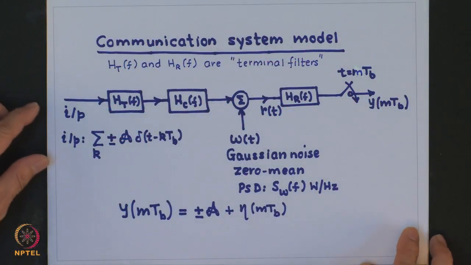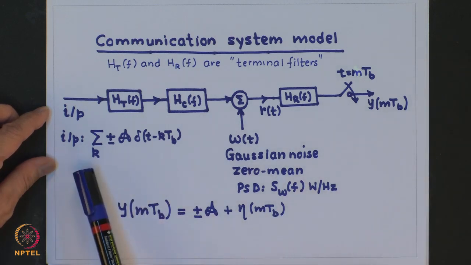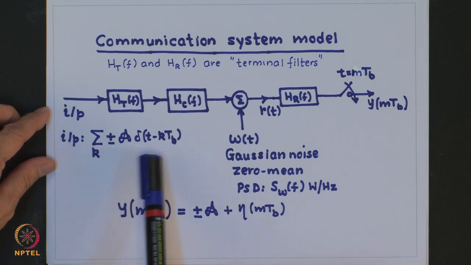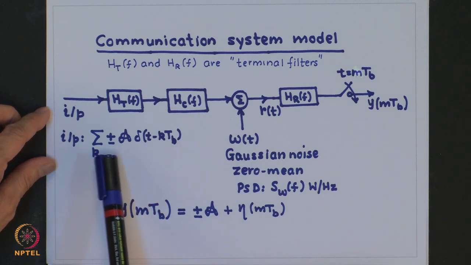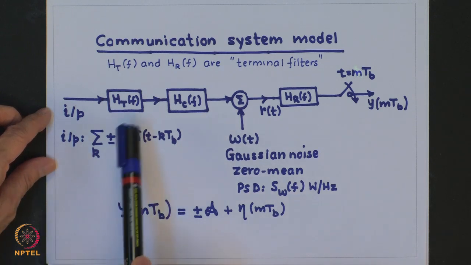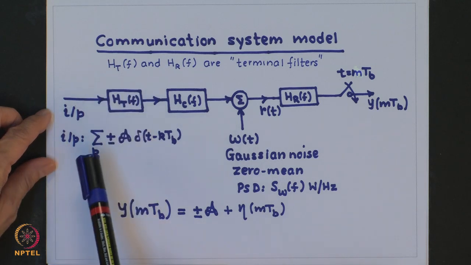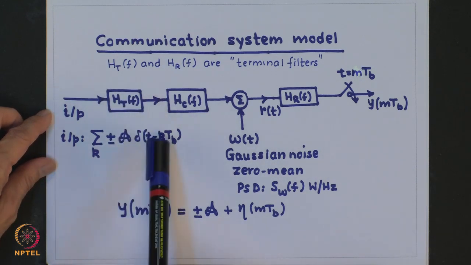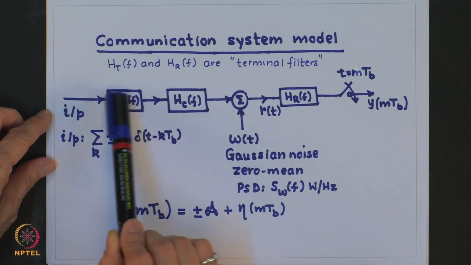Let us revisit the communication channel which we had considered for our study in pulse shaping. The communication channel is given as follows. We have the input, which is an impulse train. We will assume that we have used the polar line code, so the amplitude of the impulses is plus minus A. This passes through a transmitting filter. This transmitting filter could also include a modulator, but for our study at present we are not really concerned with that.